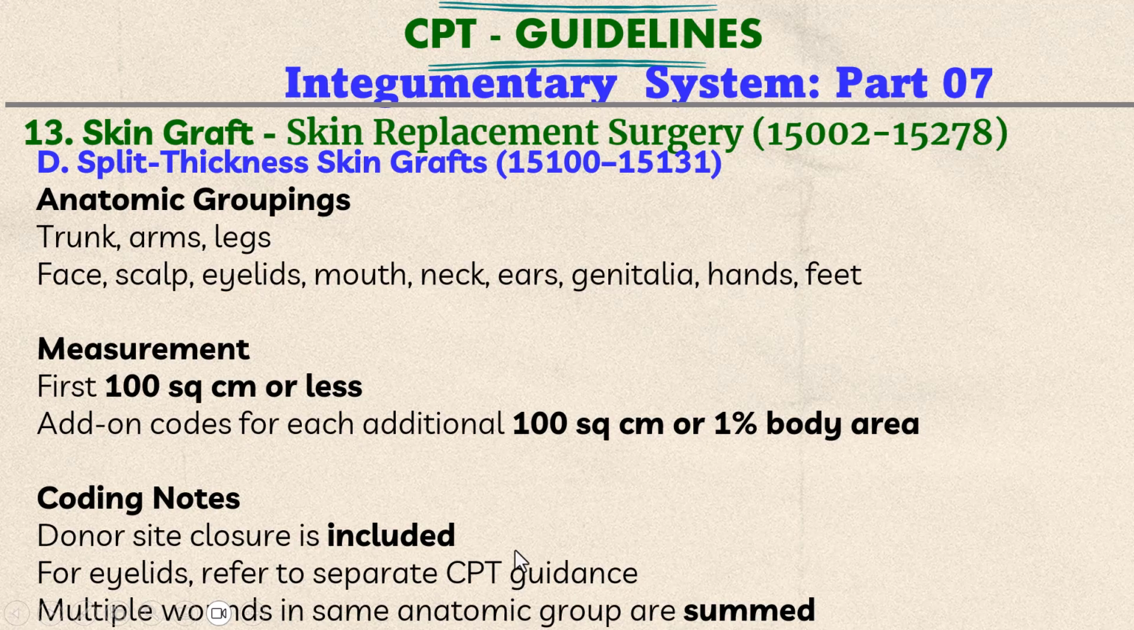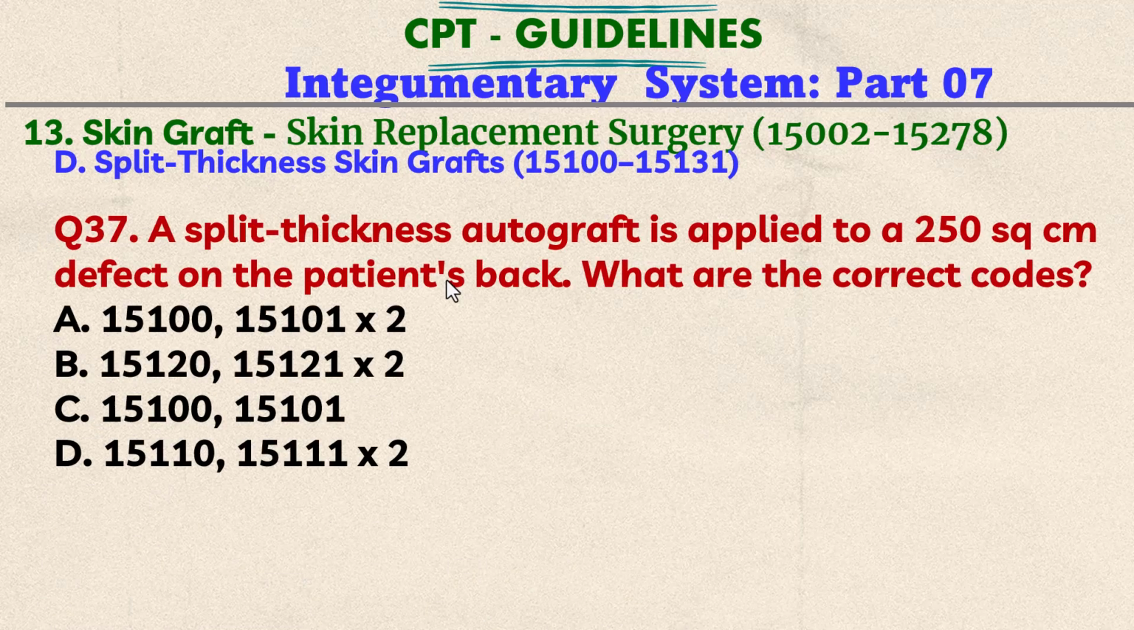So here some coding notes available. Donor site closure is included with this, and for eyelids refer to separate CPT guidance for eyelid repair, and multiple wounds in the same anatomic grouping are summed. If multiple skin grafts are done in the same anatomic group, you have to add all the measurements to one number. So let's see some examples. A split thickness autograft is applied to a 250 square centimeter defect on the patient's back. What are the correct codes?